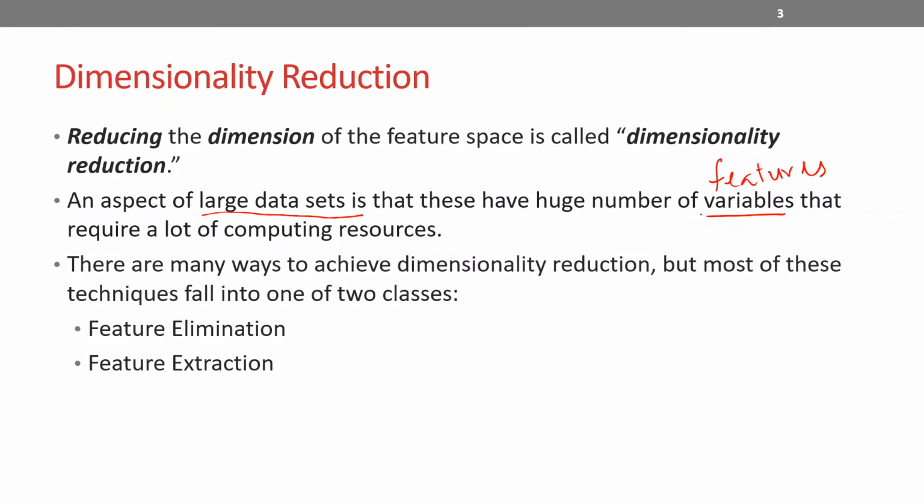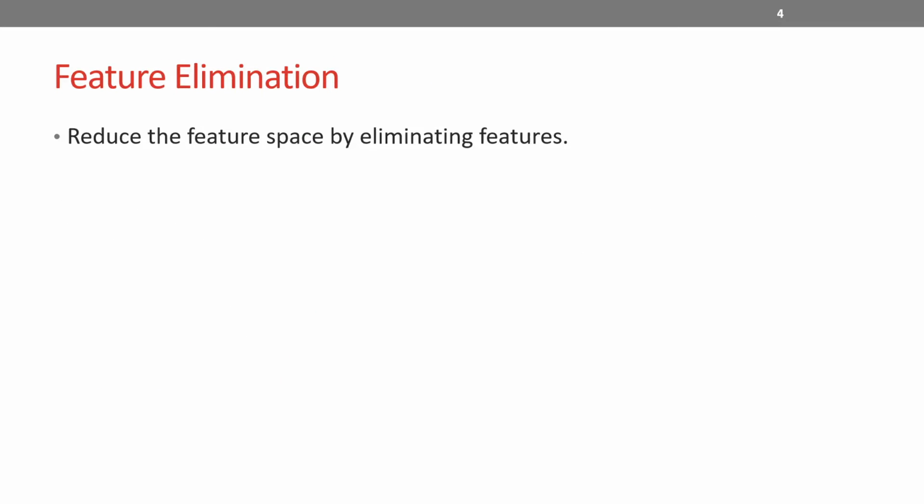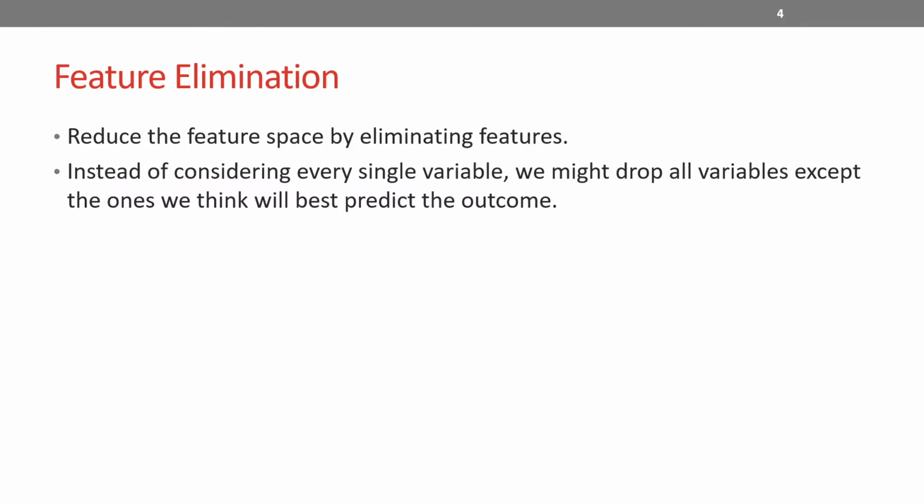So as a result, we have certain techniques. There are certain ways of achieving this dimensionality reduction, and most of them can be categorized under these two categories. The first one is feature elimination. The second one is feature extraction. Okay, so what is feature elimination? Again, as the name itself suggests, this deals with reducing the feature space by eliminating features. Obviously, this has to be systematic, so there are many methods of doing it. Instead of considering every single variable, we can drop some of the variables that we feel are not having a greater impact on our outcome. And obviously, there are methods to deal with that.